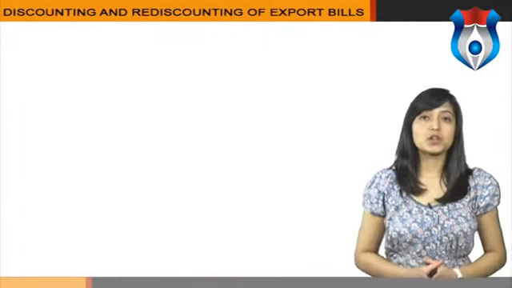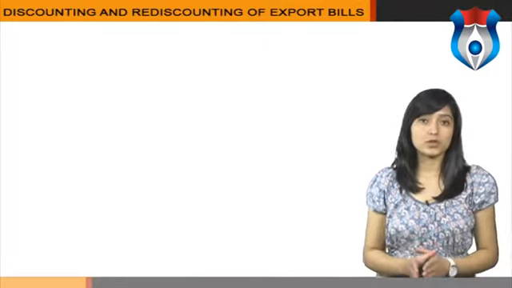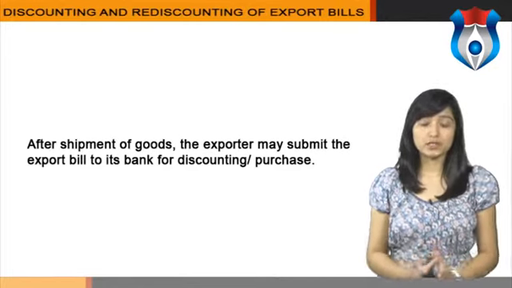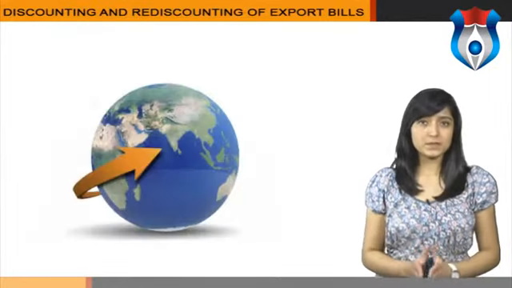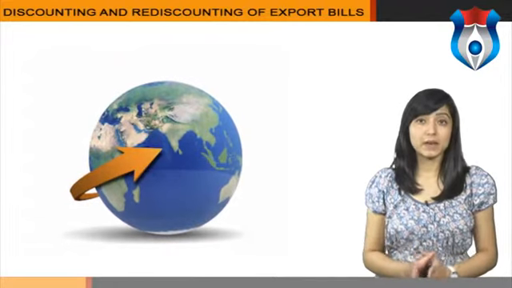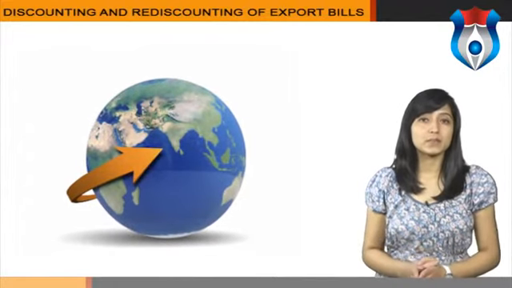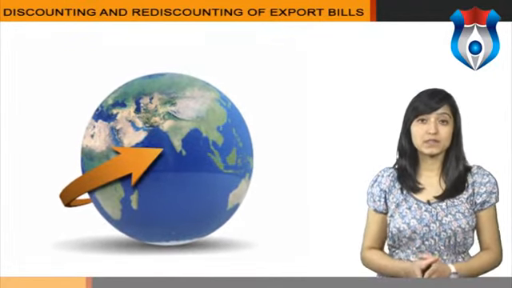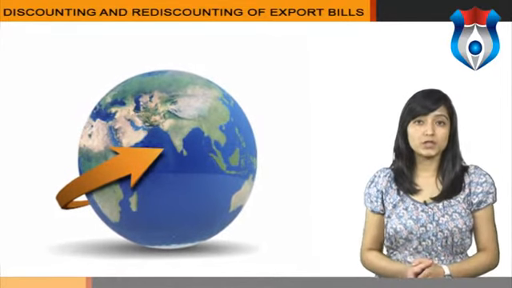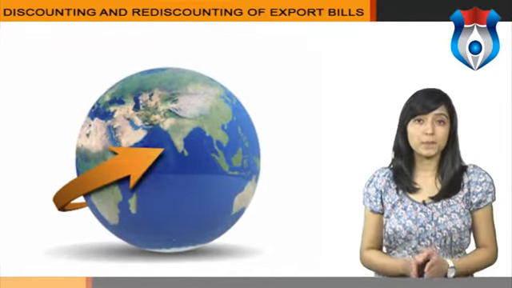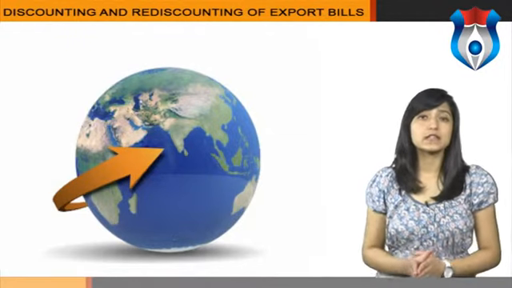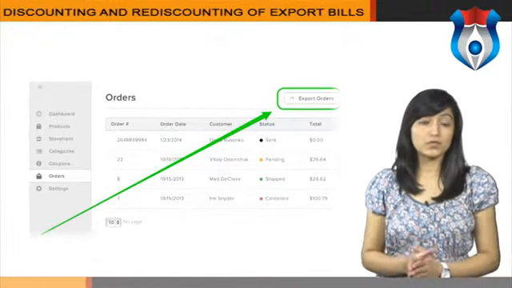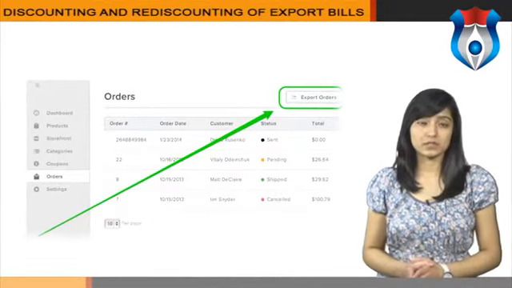Let's start with a brief introduction to discounting and rediscounting of export bills. After shipment of goods, the exporter may submit the export bill to its bank for discounting purchase. This bill discounting facility may be a sub-limit to packing credit or may be a separate limit, depending on the bank's sanctioning authority. In bill discounting, banks buy the export bills, that is, bill of exchange or promissory note, before it becomes due for payment. The transaction is practically an advance against the security of the bill, and the discount represents the interest on the advance from the date of purchase of the bill till it is due for payment.